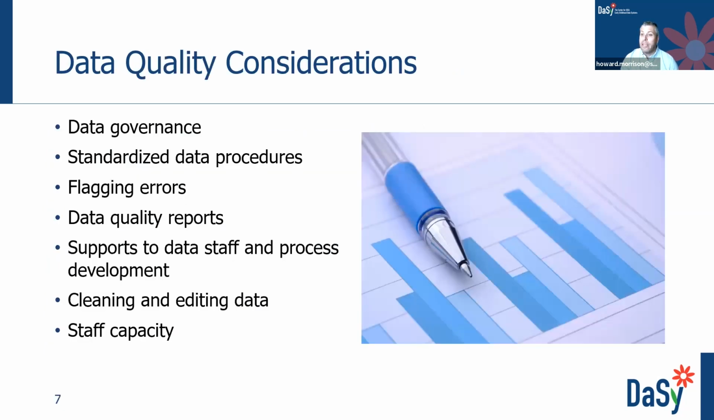To support high quality data, there are multiple data quality considerations that the state and local agency should consider, in addition to the strategies for improving data quality. Let's run through some of them. State and local agencies should have data governance structures and procedures in place to support Part C or Part B 619 data quality.